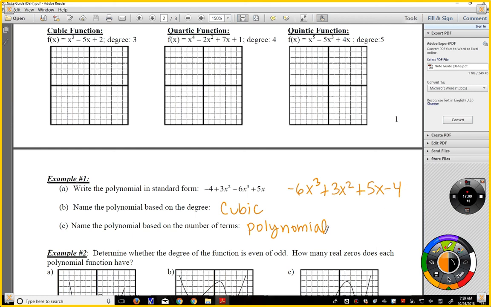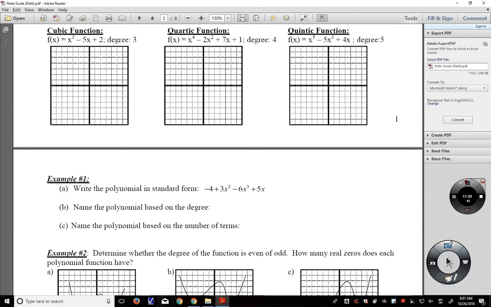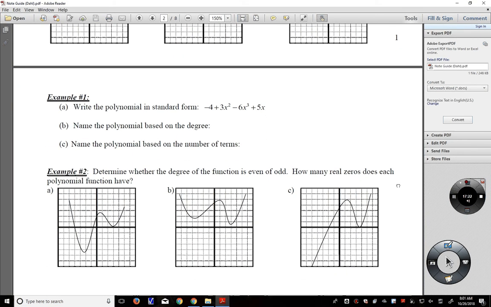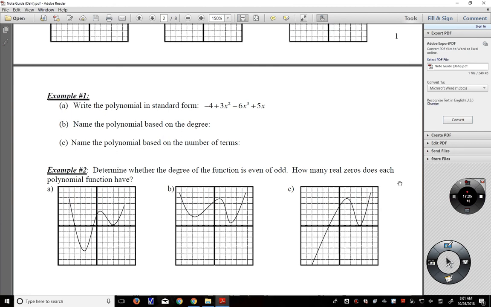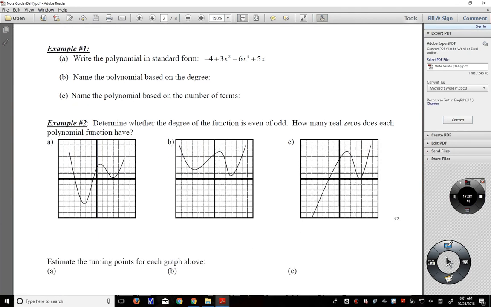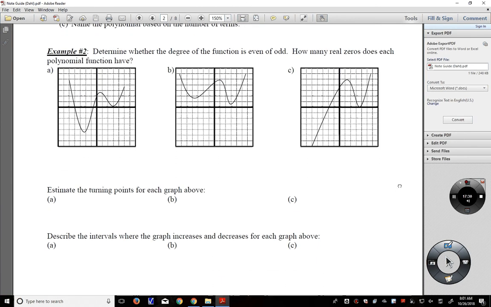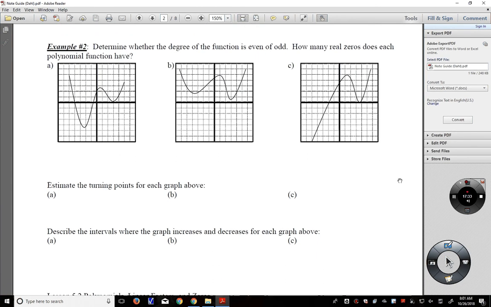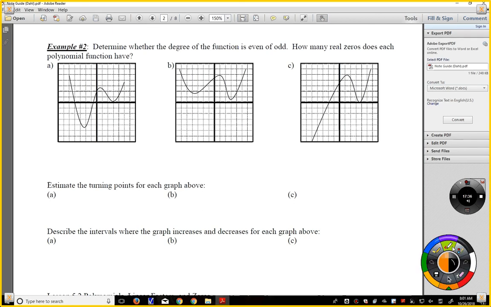So then the other thing that we want to do at this point is look at graphs and determine a couple of things about them. Some of the things we look at are going to parallel what we've done before with graphs, and some things are going to be a little bit different. I'm going to scroll this up here. That way we can look at everything and just look at those graphs. Okay. So the first question says determine whether the degree of the function is even or odd. How many real zeros does each polynomial function have? And we're just doing this by looking at the graph, not the equation, okay?